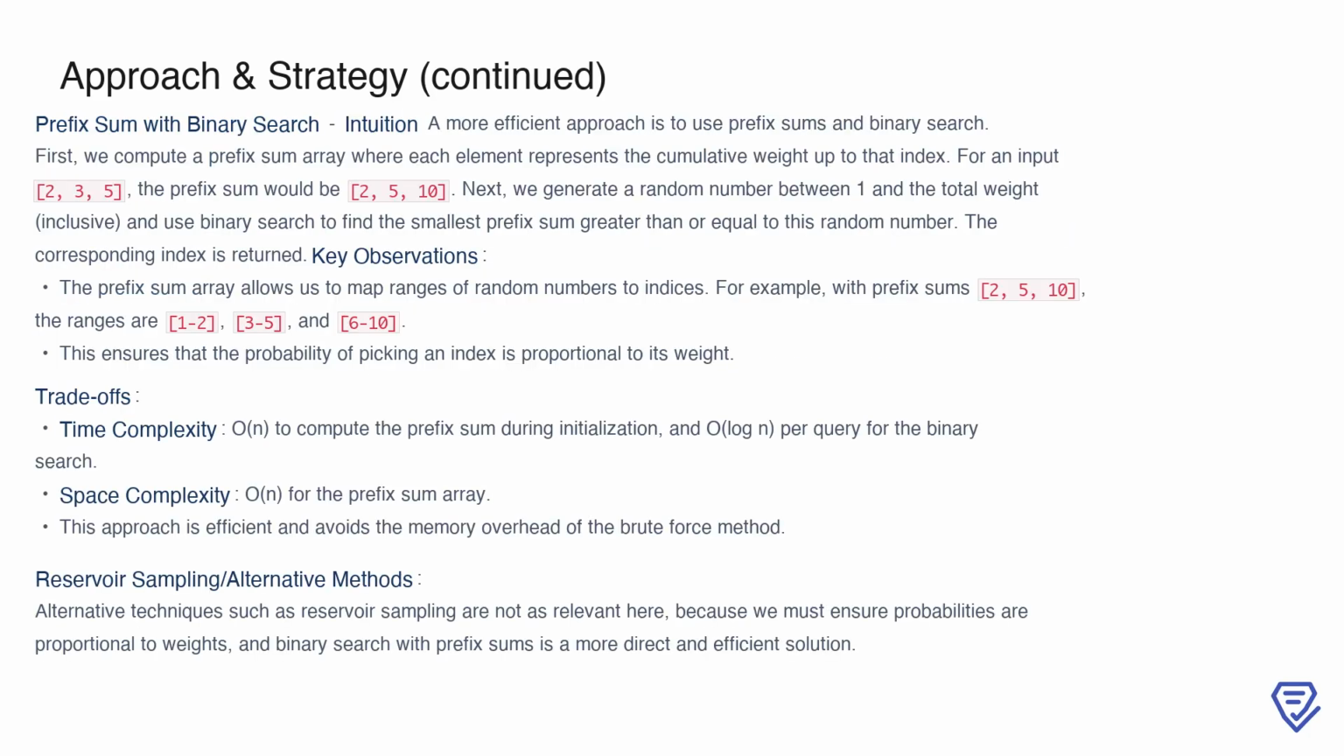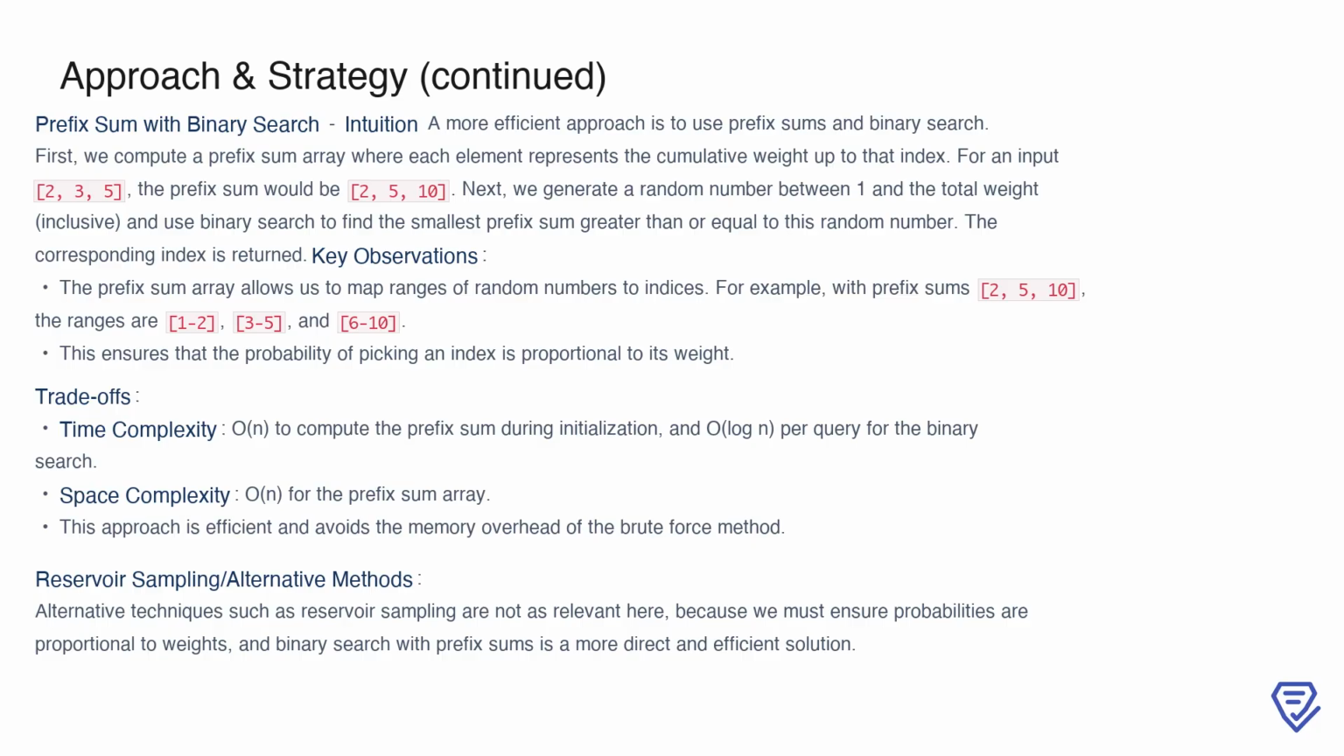A more efficient approach is to use prefix sums combined with binary search. Here, we first calculate a prefix sum array, where each element represents the cumulative weight up to that index. For example, with weights 2, 3, 5, the prefix sum becomes 2, 5, 10. Then, we generate a random number between 1 and the total weight, which in this case is 10. Using binary search, we locate the smallest prefix sum that is greater than or equal to this random number. The index corresponding to this prefix sum is our result.